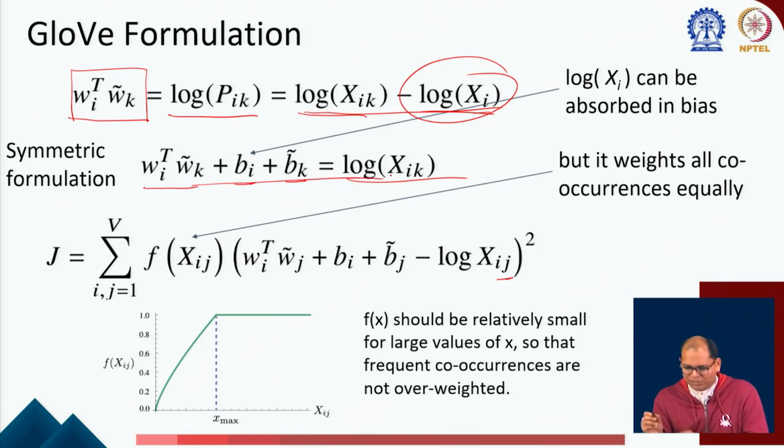And then I say okay, this should happen. So I have a function that says I want to optimize this, so minimize this loss, wi transpose wj hat plus bi plus bj hat minus log xij, squared. I have a least square formulation.